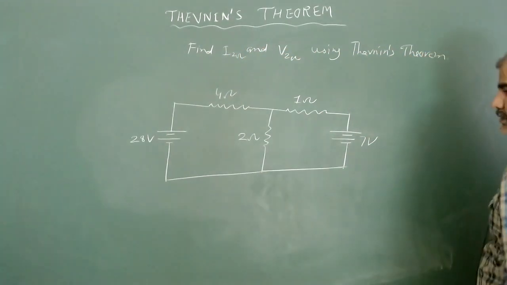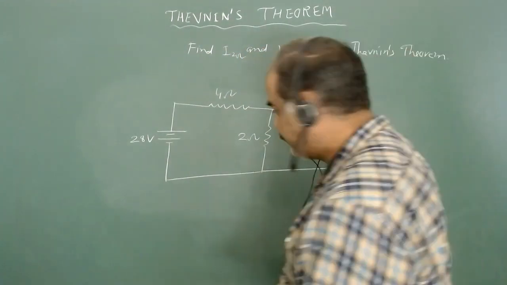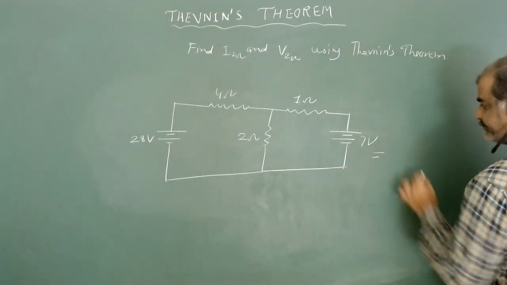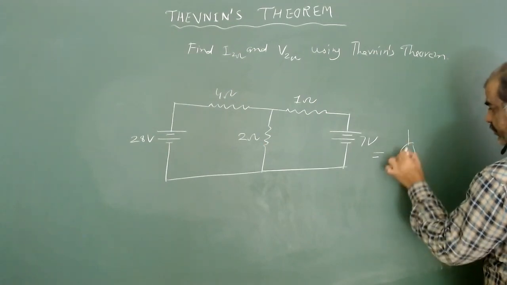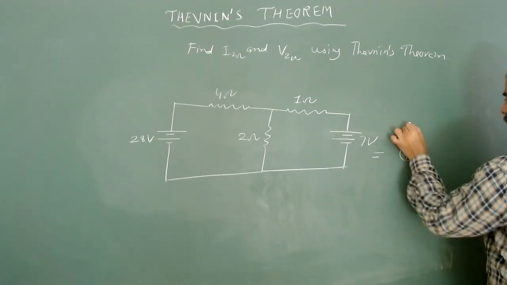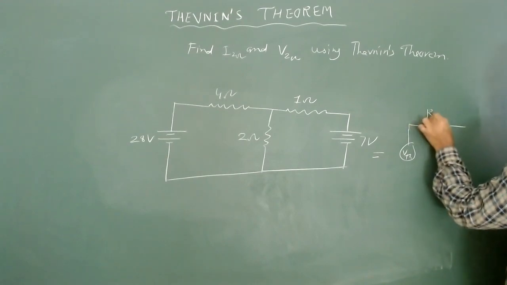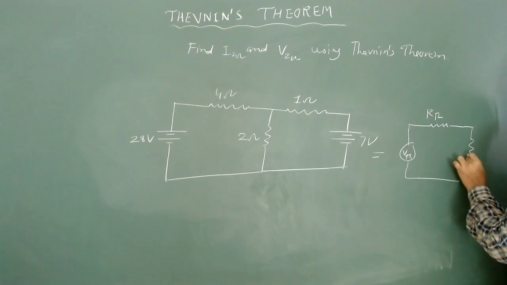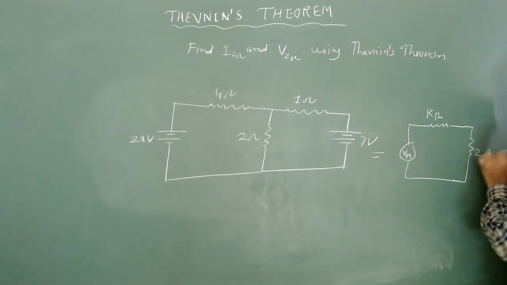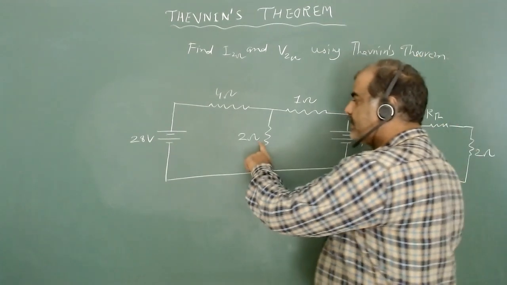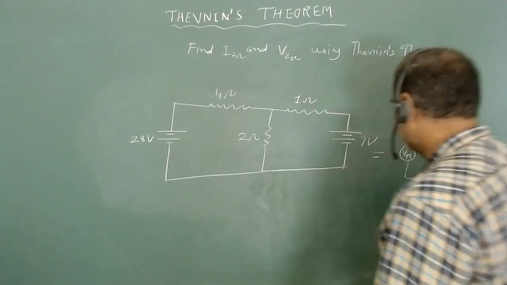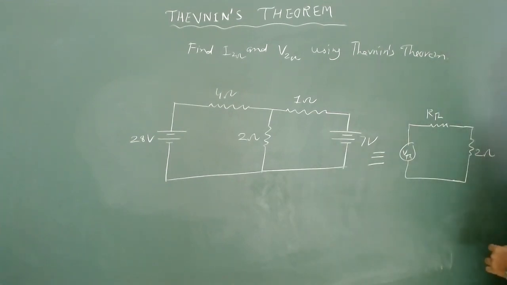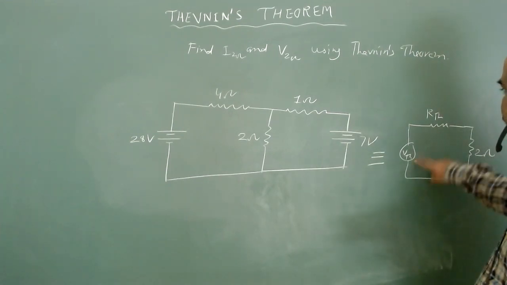The Thevenin equivalent circuit of this given circuit will be V Thevenin, R Thevenin, and the load is 2 ohm. Because I want to calculate the current and voltage across this 2 ohm, this will be the Thevenin equivalent circuit of the given circuit. Now my aim is to first calculate V Thevenin and R Thevenin.